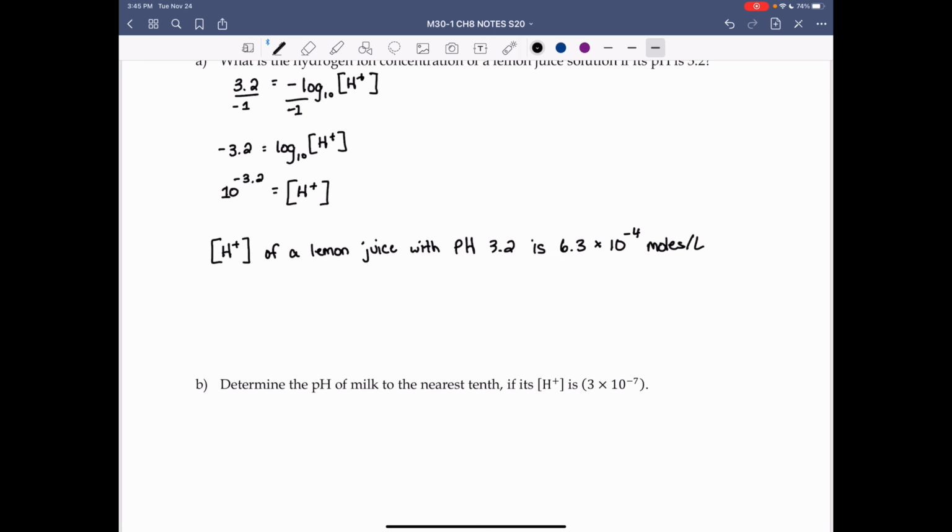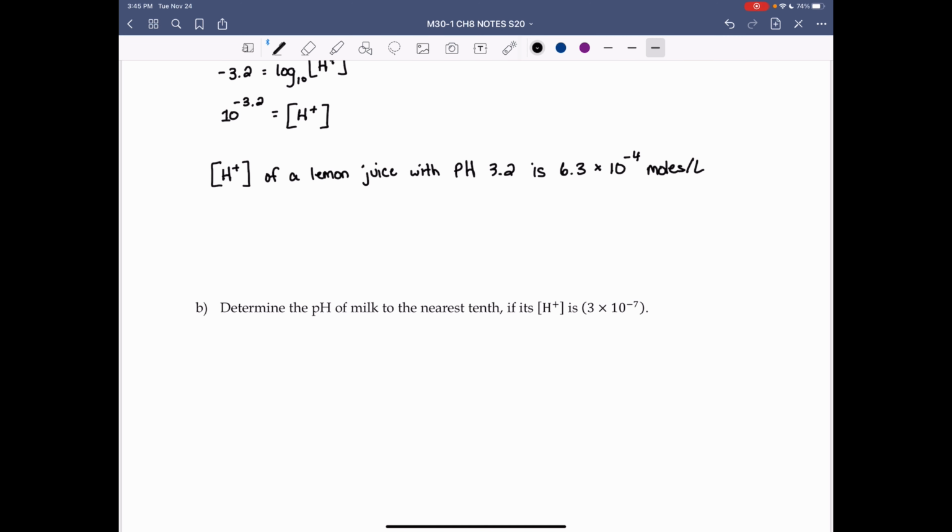Determine the pH of milk to the nearest tenth if its hydrogen ion concentration is 3 times 10 to the negative 7. Our formula is pH equals negative log base 10 of the hydrogen ion concentration. In this case, that is 3 times 10 to the negative 7. So we have pH equals negative log base 10 of 3 times 10 to the power of negative 7. Then we can just calculate that right side using our calculator.